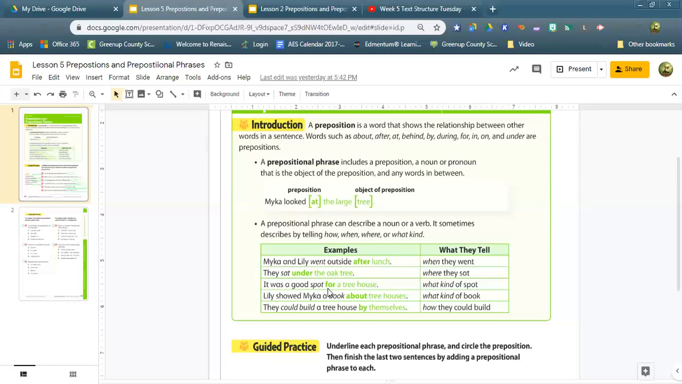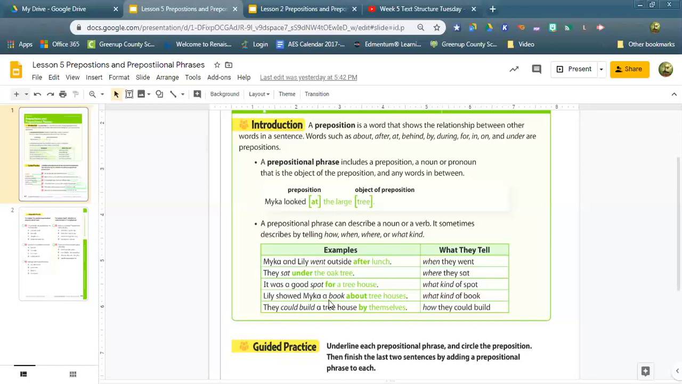It was a good spot for a tree house. For is your preposition. House is your object of your preposition. Tree, again, is just an adjective describing what type of house. A is that article. Look, there it is. So for a tree house is your entire prepositional phrase. And it's telling us what kind of spot it was. It was a spot for a tree house.